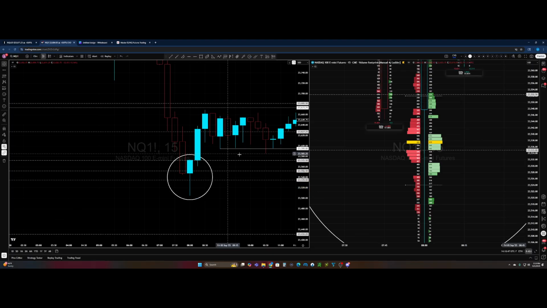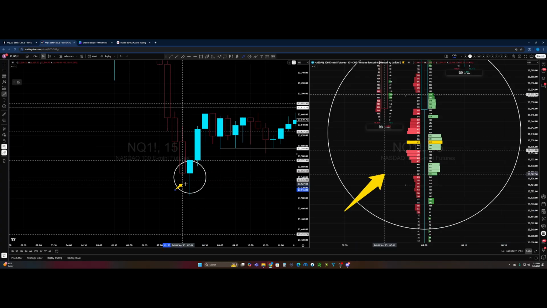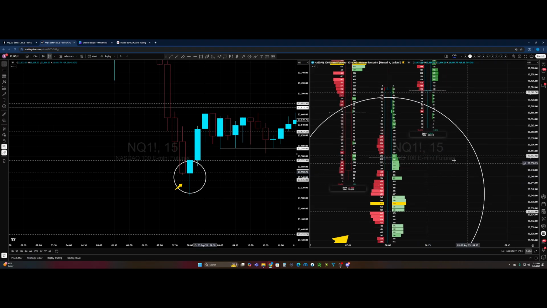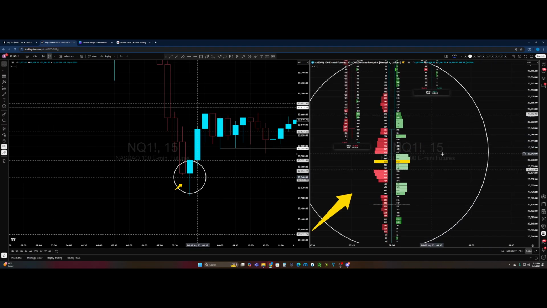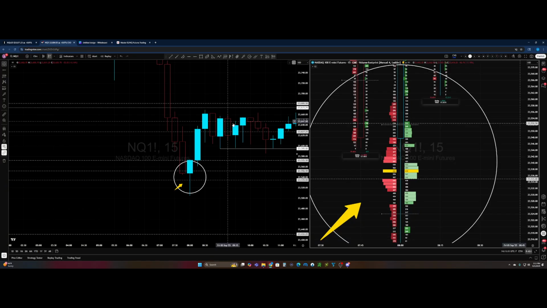Just so it's easy to see visually. Oh, that's actually kind of big for the footprint chart. Okay. There's my area of interest. I'm going to call this my candle of interest. Candle of interest right here. Now, during my candle of interest, I want to see specific things that are happening. I will make a new chart so I can show you.